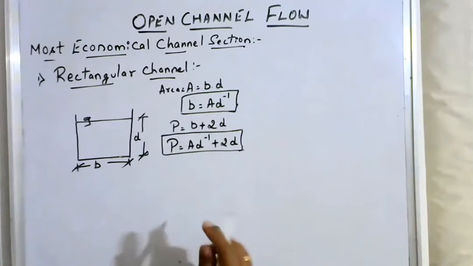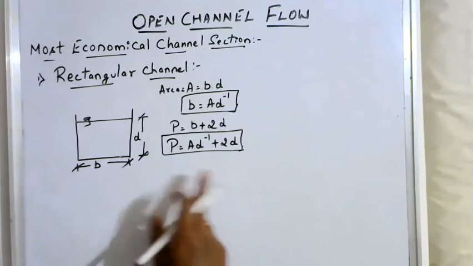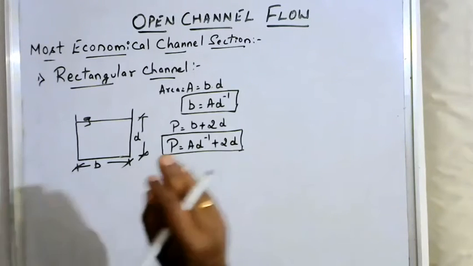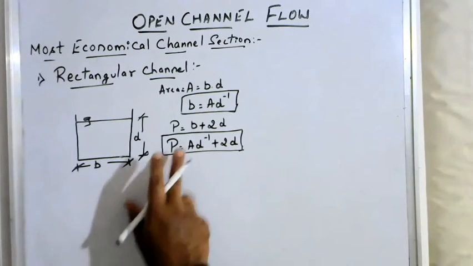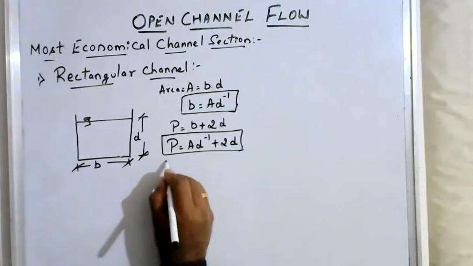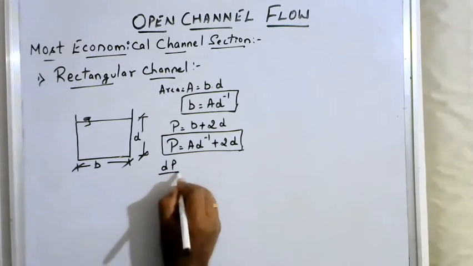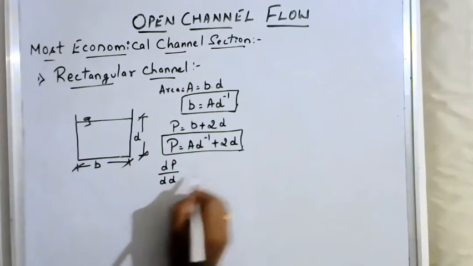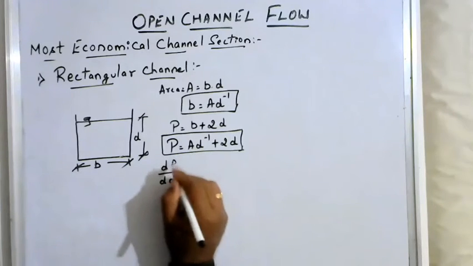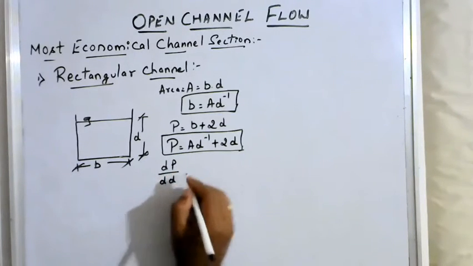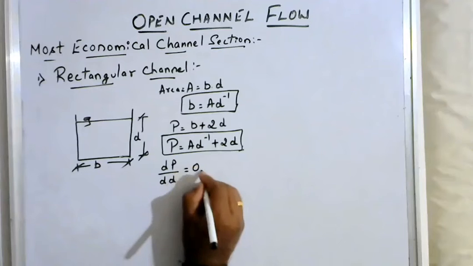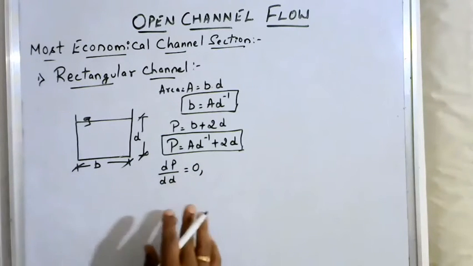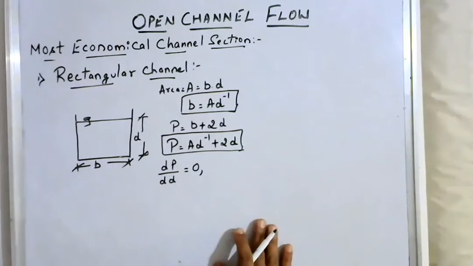So in order to have the most economical channel section, this wetted perimeter should be what? Minimum. In order to get the minimum function, I differentiate this wetted perimeter with respect to the channel depth d. If you differentiate p with respect to the depth and equate it to 0, then you can say the value of p is minimum. Therefore, you get the most economical section.